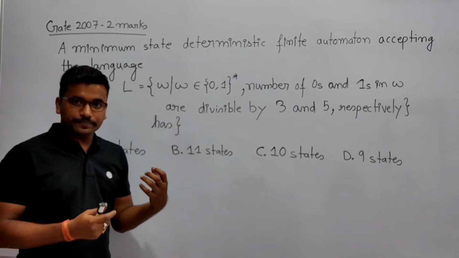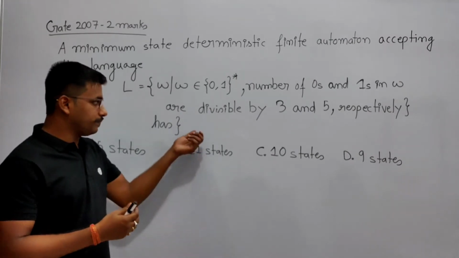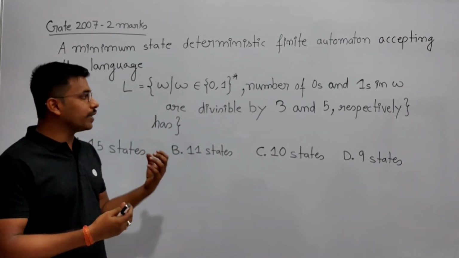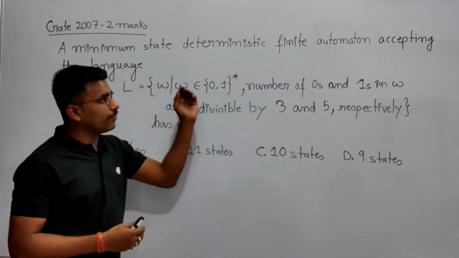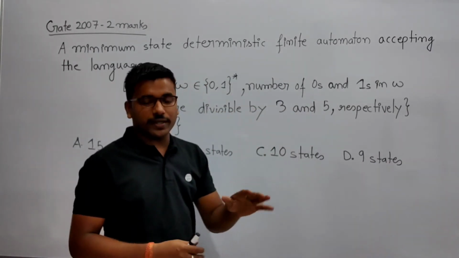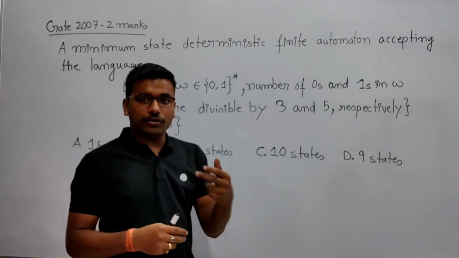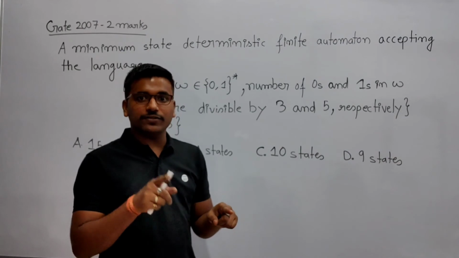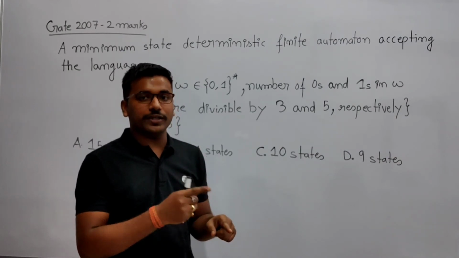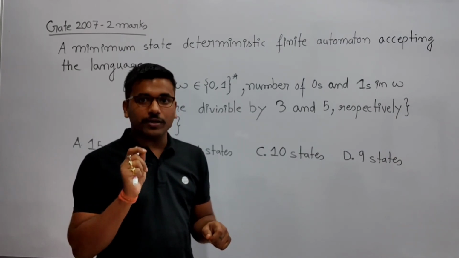So we have seen in the previous lecture in the cross product, whenever we want that the number of zeros is divisible by 3, we require 3 states. Number of ones divisible by 5, we require 5 states. Then we have to do the cross product of that. And the cross product of those 2 is going to give you 15, and that 15 is going to be the minimum. For this kind of question, the cross product is going to give the minimum number of states.